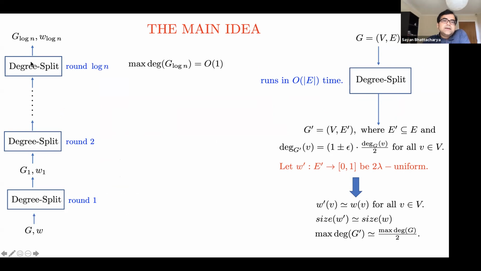What can we say about the maximum degree in G log n? Well, after every round of degree split, the max degree got halved. Initially, maybe the max degree was n. So after log n rounds, the max degree is constant. And after every round of degree split, the size of the fractional matching was approximately preserved. So the size of W log n is roughly the same as the size of W. So this is the output of our sparsification algorithm.